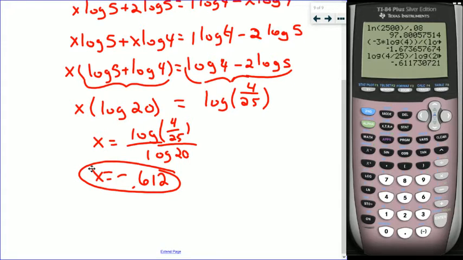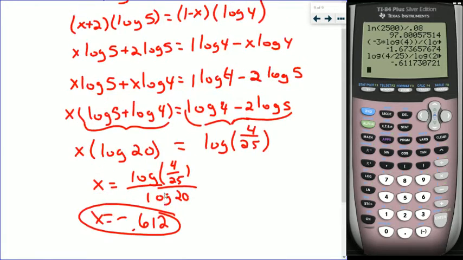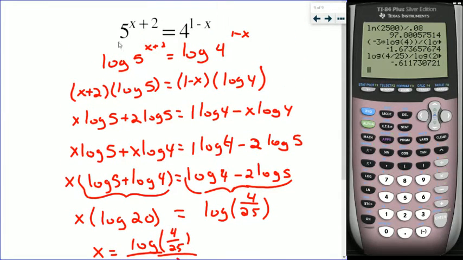All right, welcome back. Hopefully you found that x was equal to negative 0.612. Let's talk through what I did. I got the two things equal to one another, took a logarithm of both sides, and moved the exponents out front. Since they were both two-term exponents, I had to distribute. After distribution, I got x log 5 plus 2 logarithm of 5 equals logarithm base 10 of 4 minus x times logarithm base 4.